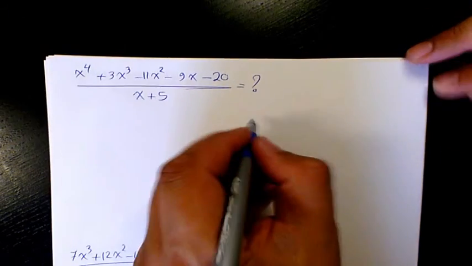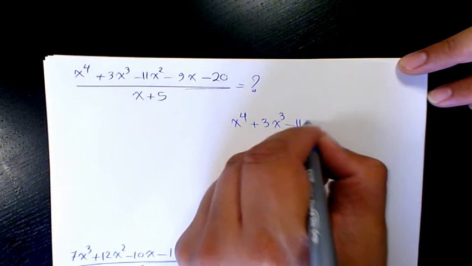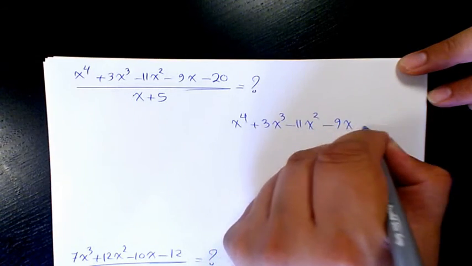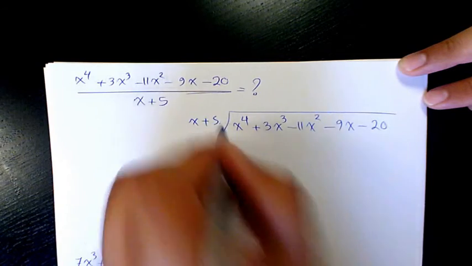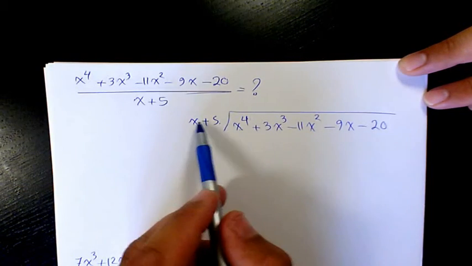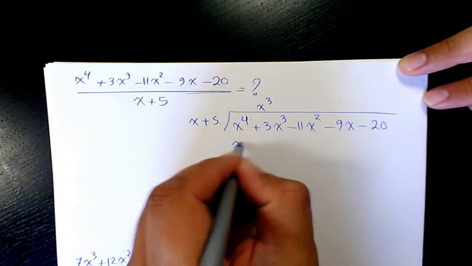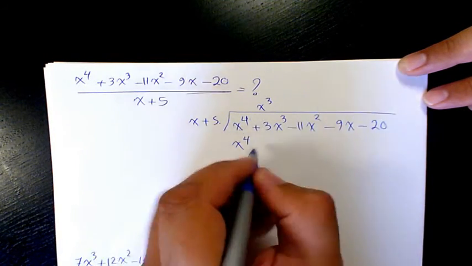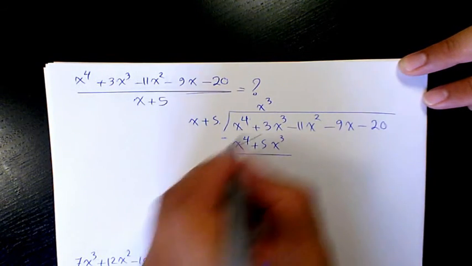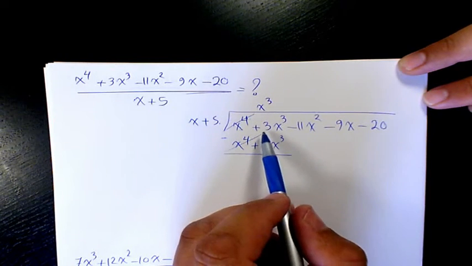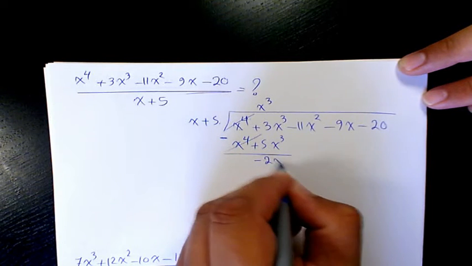Next example. X to the power of 4 plus 3x cubed minus 11x squared minus 9x minus 20 divided by x plus 5. X to the power of 4 divided by x is going to be x cubed. X cubed times x, x to the power of 4. X cubed times 5 is going to be 5x cubed. When you subtract it, these two cancel out.